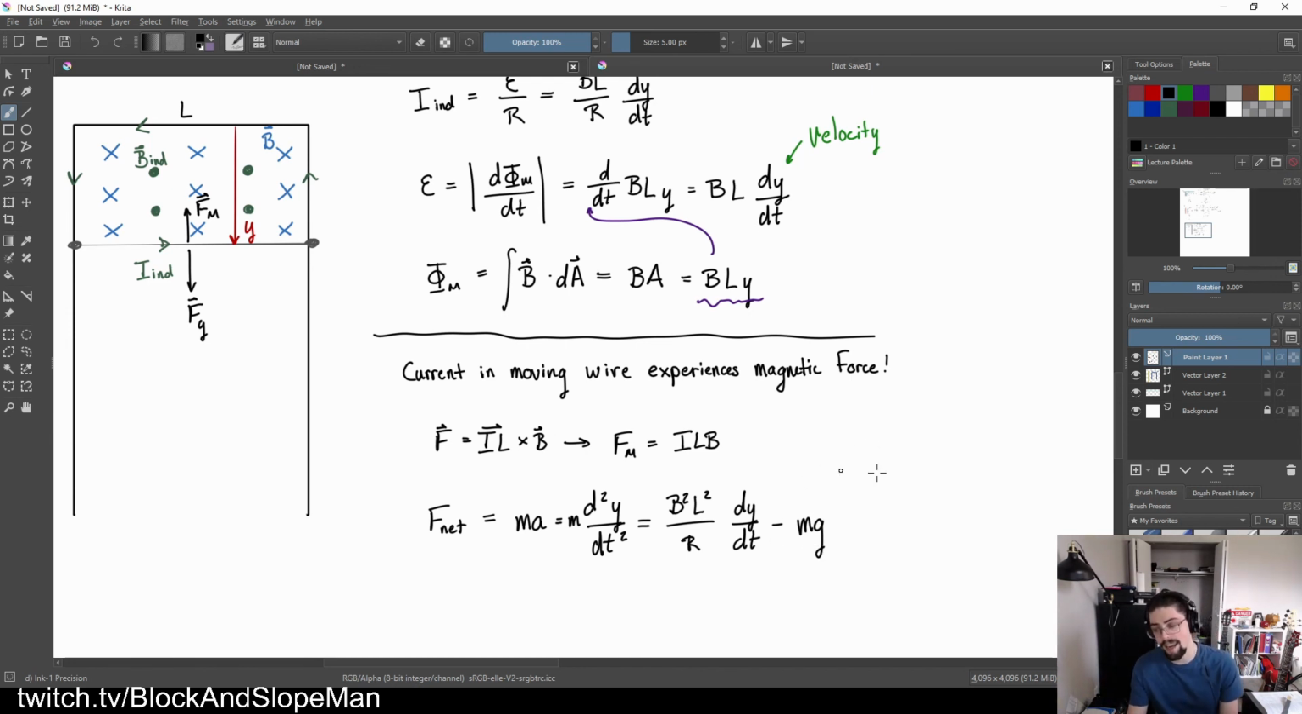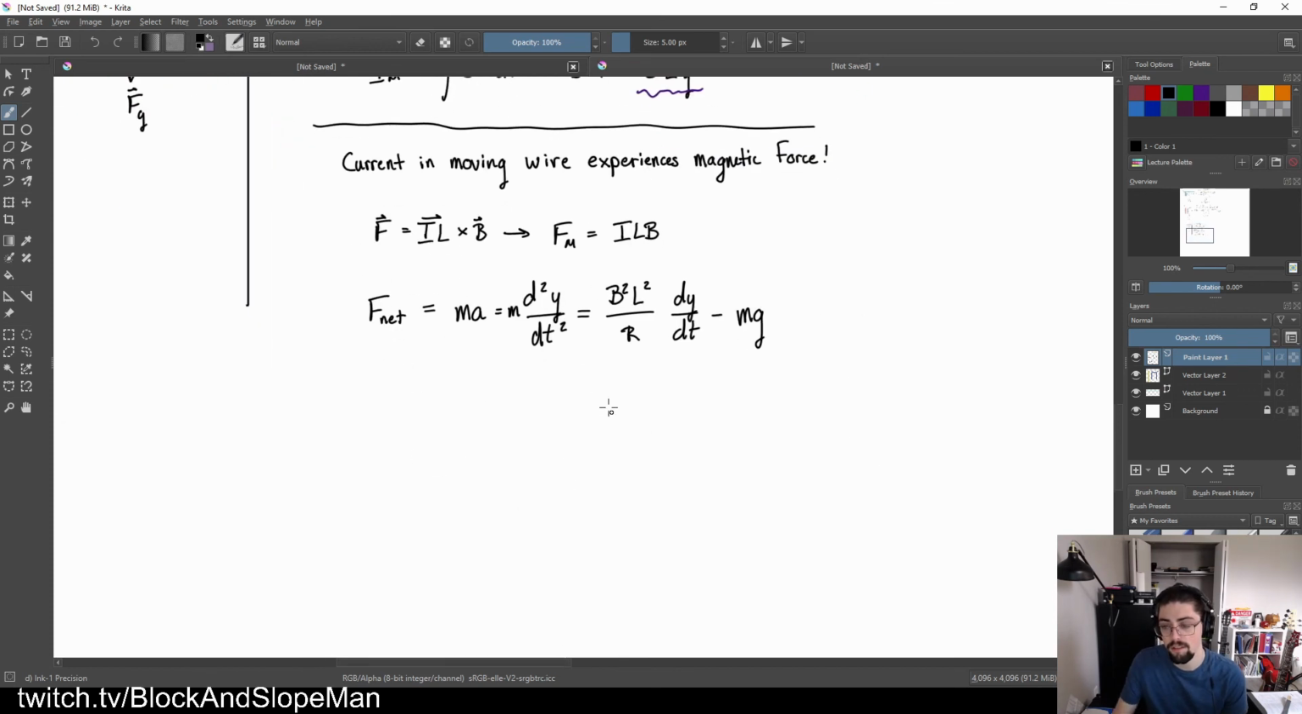This is looking to be a nasty differential equation. I can write this out as m d squared y over dt squared minus B squared L squared over R dy dt plus mg is equal to 0. And this is as far as we're going to take this equation.